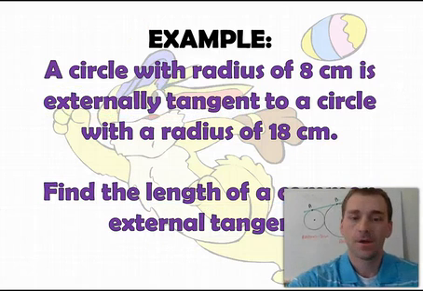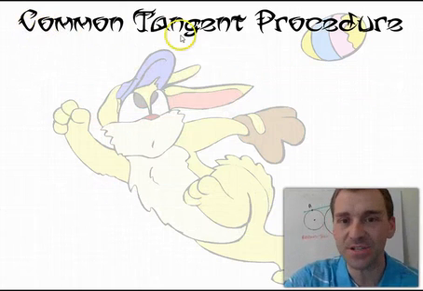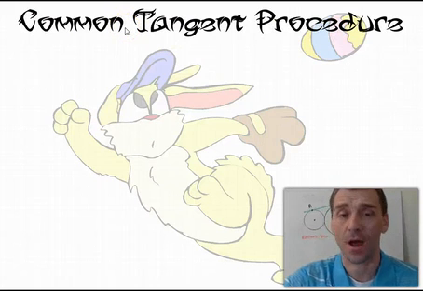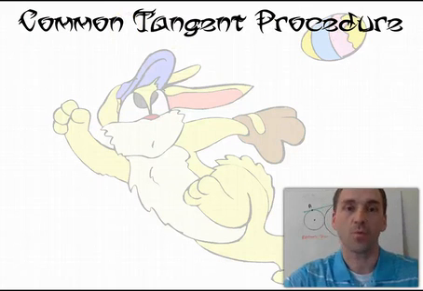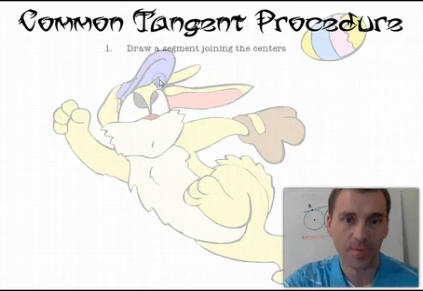Let's do this. So, step number 1, I would title your procedure Common Tangent Procedure. Notice, again, it doesn't say Common External Tangent Procedure or Common Internal Tangent Procedure. Why, Mr. Motter? Because it doesn't matter which one it is, external or internal, this procedure still works. So here is step number 1.